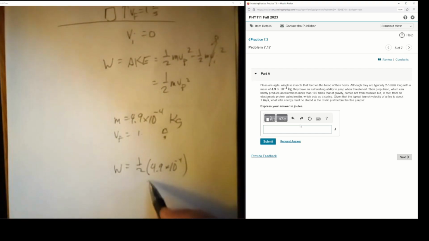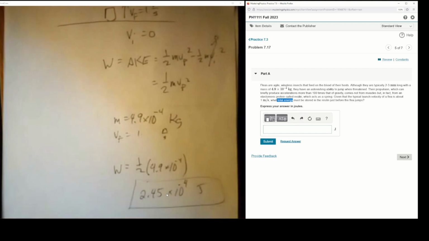And half of 4.9 would be 2.45 times 10 to the minus 4 joules. And that's how much work, that's how much energy this flea better have to make this jump. Because if they don't have this much energy ready, they're not going to be able to jump at 1 meter per second. They will jump at a slower speed.